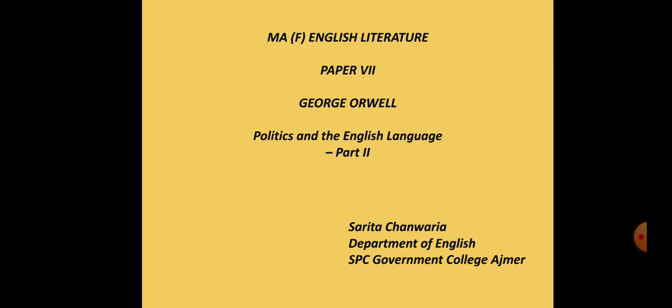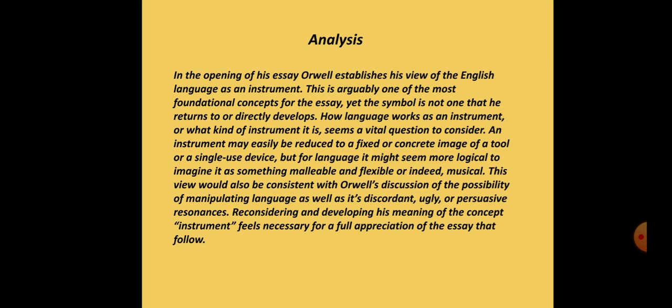Political and economic pressures produce ugly language, which then produces foolish thinking. But then foolish thinking produces even uglier language, and this goes on. The cycle continues. For Orwell, this was not a purely philosophical or academic problem.